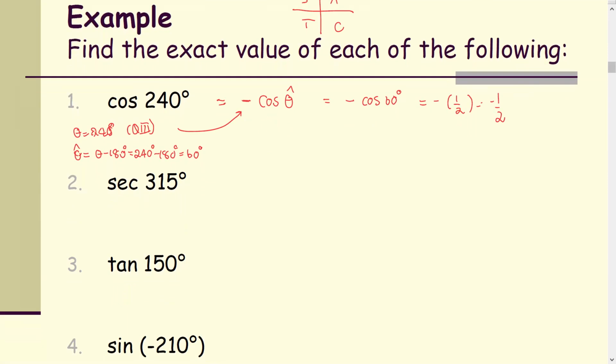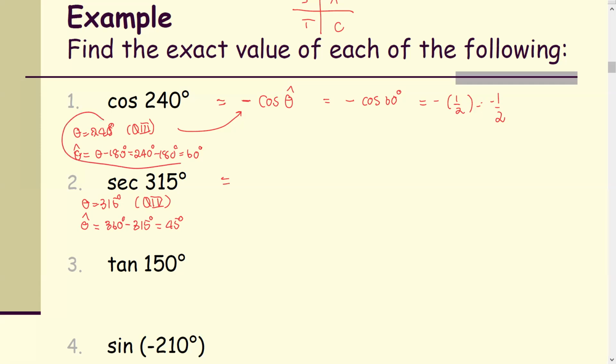Number 2, the secant of 315 degrees. The angle theta is 315 degrees, which is located in quadrant 4. In quadrant 4, the reference angle can be found by the difference of the closest x-axis, 360 degrees, and the terminal side, which is 315 degrees. So the reference angle for 315 degrees is 45 degrees.